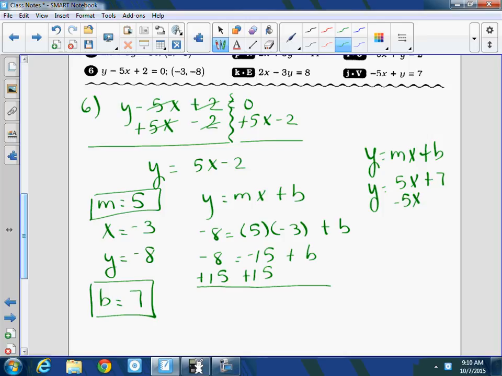I don't have to multiply by anything because there's no dangling denominator, right? There's nothing dangling. So what? Minus 5x? Minus or negative 5x plus y equals 7. Do you see it? Yeah, it's right there, right?